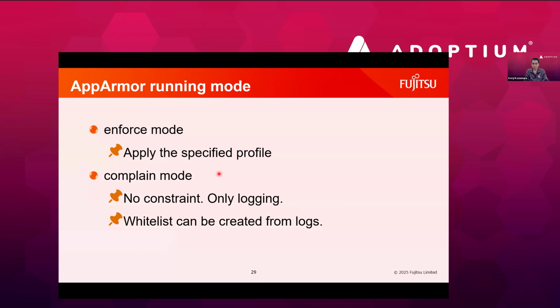AppArmor offers two modes of operation. Actually, there are more modes, but mainly these two modes are used. One is enforce mode. This is the default mode, where the profile rules are all applied. And another one is complain mode. In this mode, no actions are blocked, but any violation of the policy is just logged. This mode is very useful when creating a whitelist.